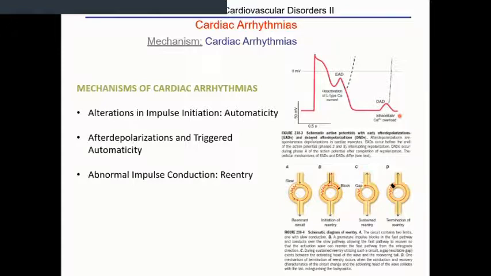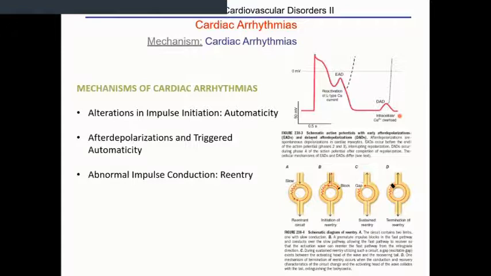Let's now go to the third mechanism, abnormal impulse conduction, which is reentry. Reentry is the most common cause of cardiac arrhythmias, particularly tachyarrhythmias. Now, in order for reentry to occur, three conditions must be met. First, two functionally distinct conducting pathways must connect to form a circuit.